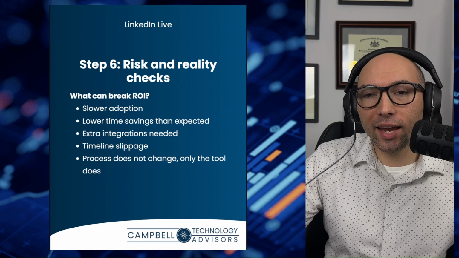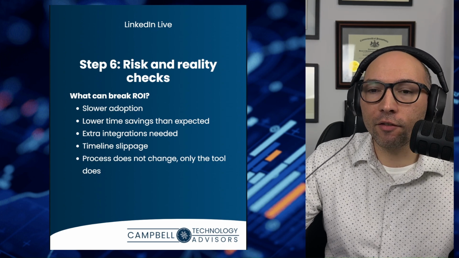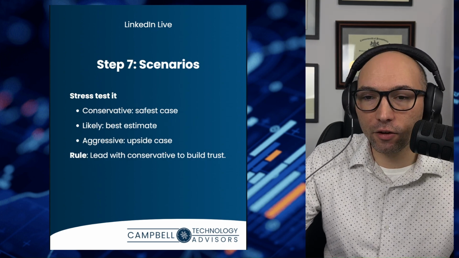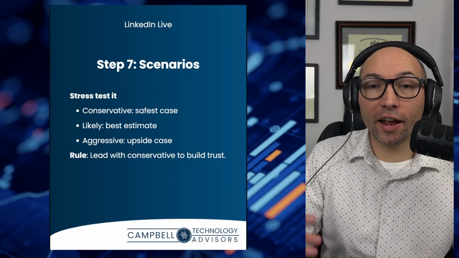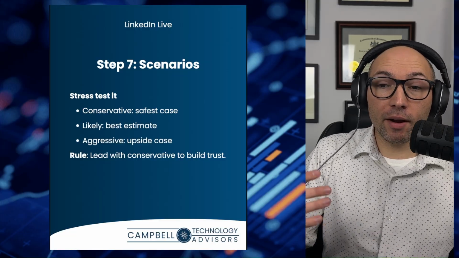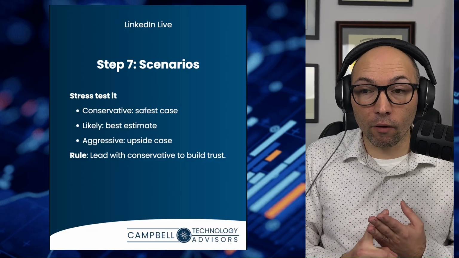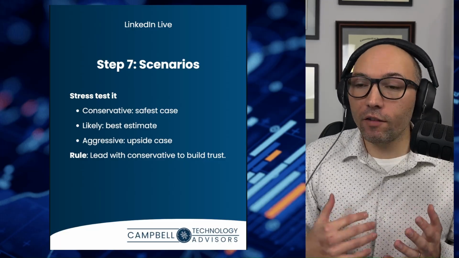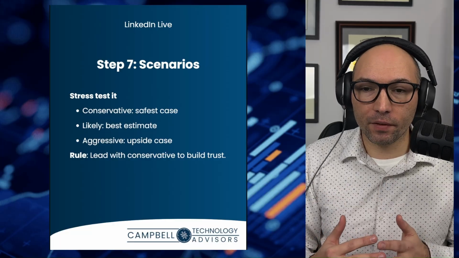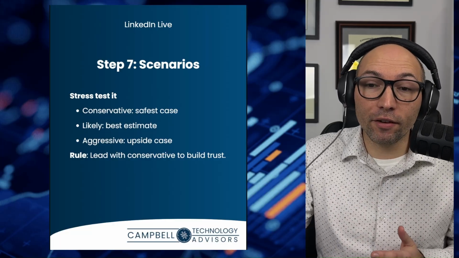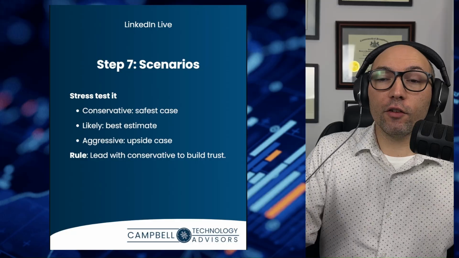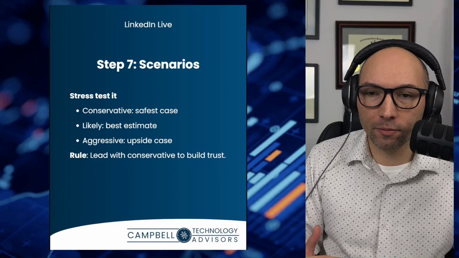So that's where we get into step 7. We need to stress test our scenarios. We have to have scenarios, and I recommend at least 3. You need a conservative, you need a likely, and you need an aggressive. Conservative is your safety case. Likely is your best estimate. Aggressive is what happens if everything goes right.